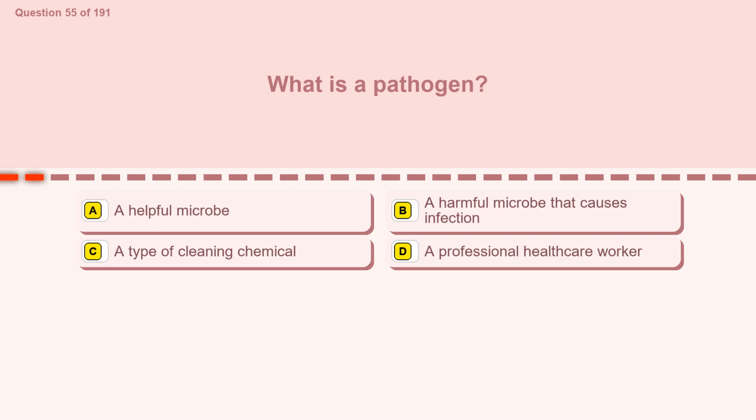Question 55. What is a pathogen? Option A. A helpful microbe. Option B. A harmful microbe that causes infection. Option C. A type of cleaning chemical. Option D. A professional healthcare worker.